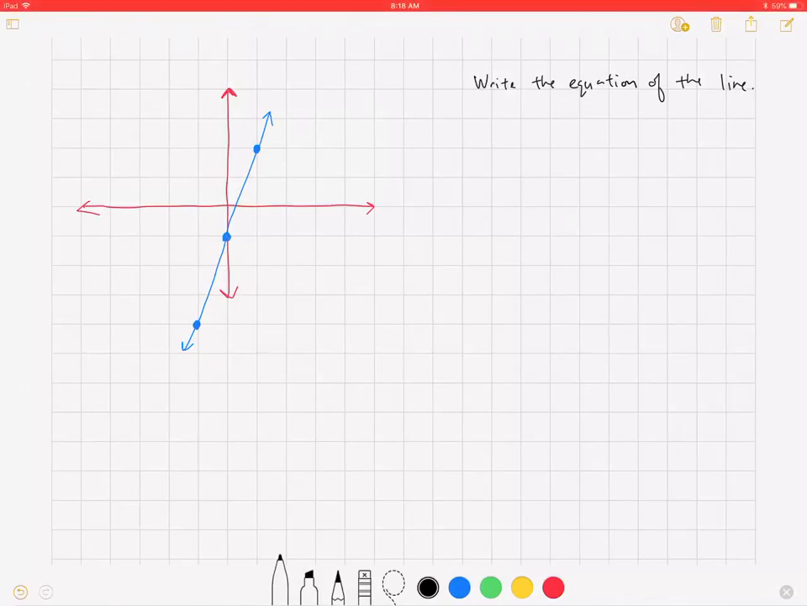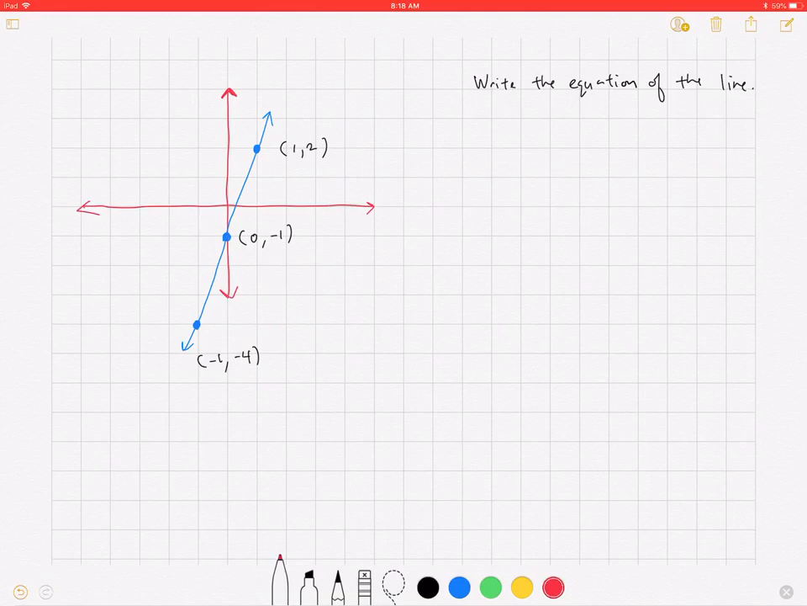So in this problem, let's review what we just learned. I want you to write the equation of the line. Well, first of all, you can put down the coordinates. So this one is (1, 2). This point is (0, -1). And this last point is (-1, -4). You can definitely put down the coordinates.